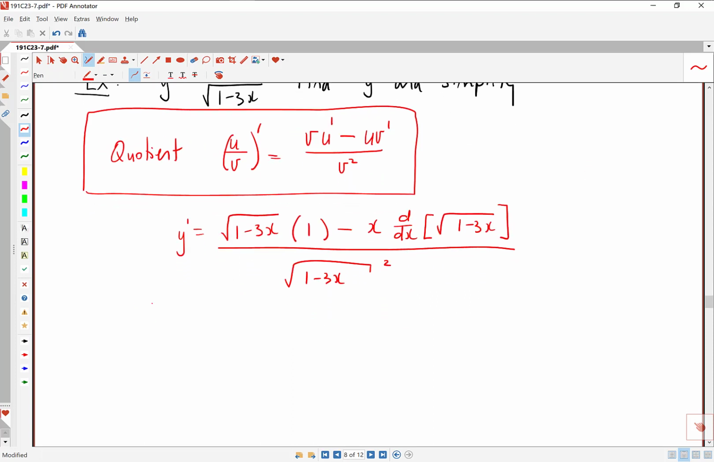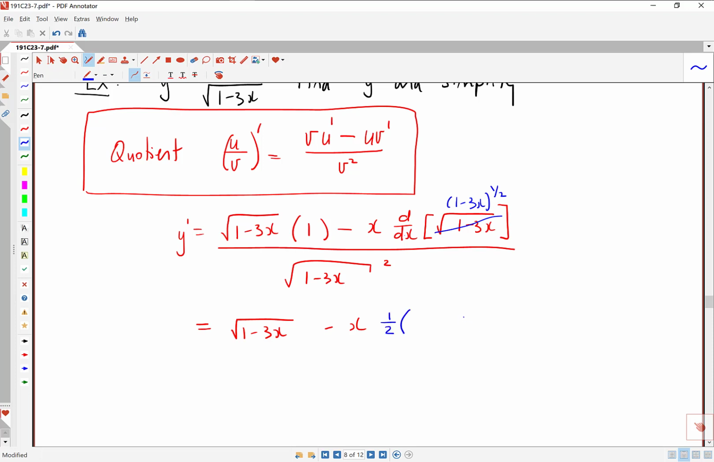Okay, so let's take one more step just to get everything differentiated. So we'd have root 1 minus 3x minus x times, okay, this is where we need our chain rule. If you want to make life a little bit easier for yourself, instead of saying d by dx of the square root, you could actually say d by dx of 1 minus 3x to the half. Doing that frees up a little bit of mental space when you're trying to take the chain rule. So chain rule, we want to deal with this half.